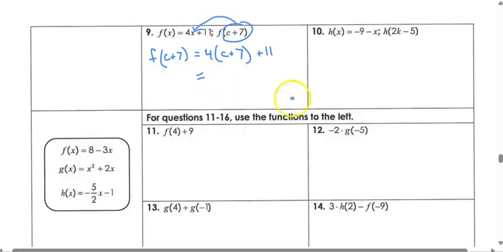Okay, and now we're going to simplify this expression. So I'm going to distribute that 4. So I would have 4c plus 28 plus 11. And then these are like terms that I can combine. So that would be 4c plus 39. Okay, I'm not solving anything. I'm just substituting that in and then simplifying as much as I can.